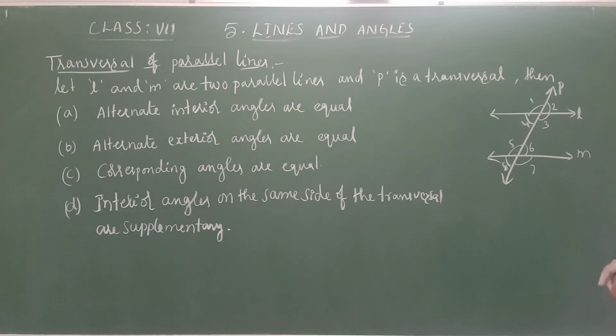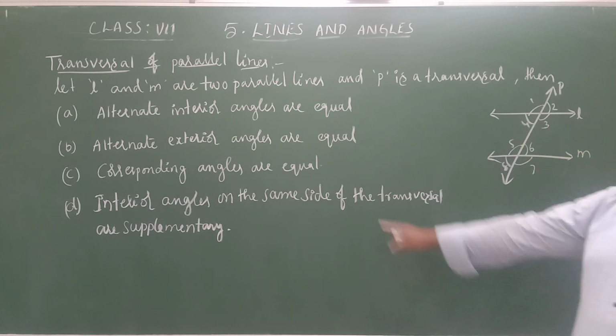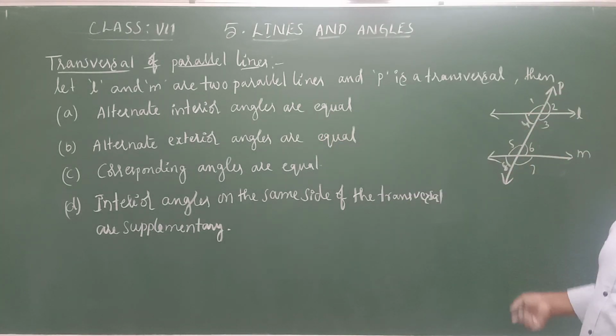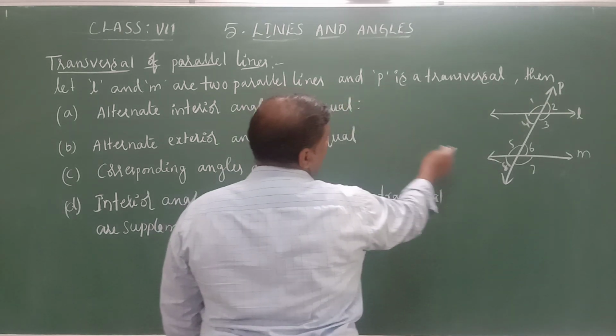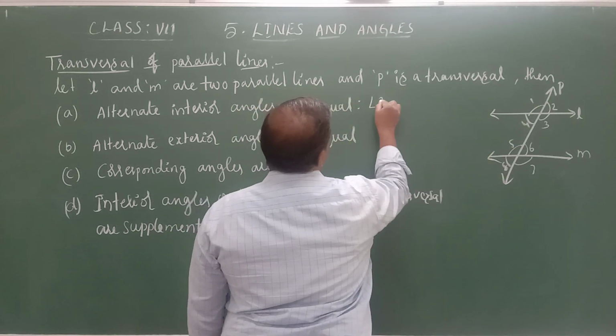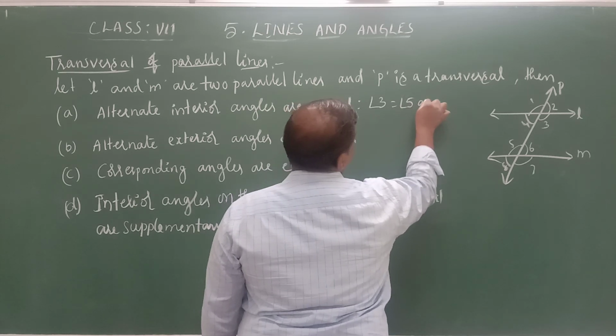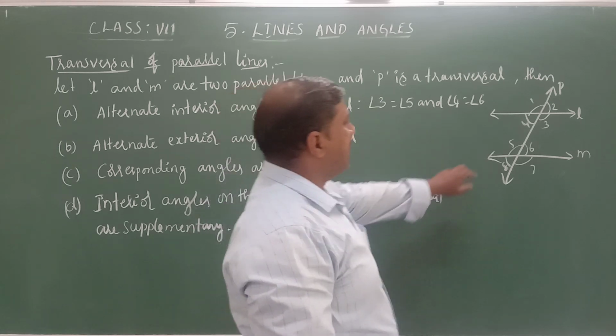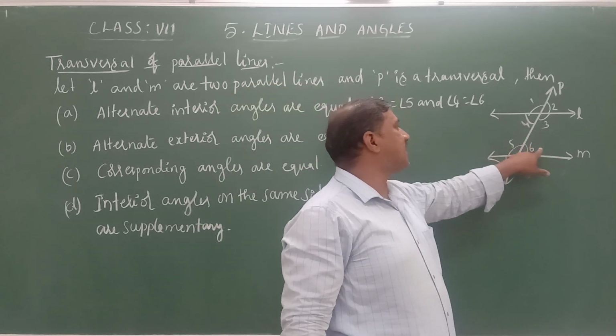How are they related? If you measure angle 3 and angle 5, angle 4 and angle 6, their measures are equal. It means that alternate interior angles are equal. That is, angle 3 is equal to angle 5 and angle 4 is equal to angle 6.